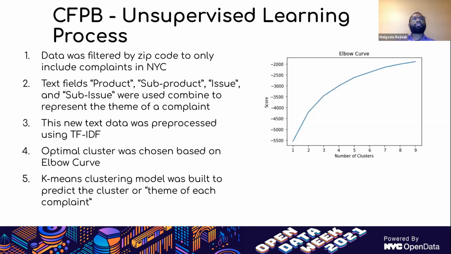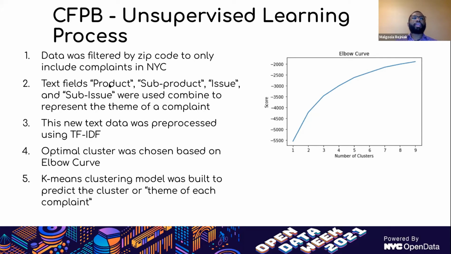So okay, so the process for what we did with the Consumer Financial Protection Bureau data set, essentially what we wanted to do, like I mentioned before, is find themes of the complaints. We wanted to partition the data set into various themes to understand what kind of financial issues are plaguing New Yorkers and how these have evolved from 2019 into 2020. So essentially, at a high level, we used the unsupervised learning method called k-means clustering, and step by step, what we did: filtered the data using zip codes to only contain complaints from New York City.